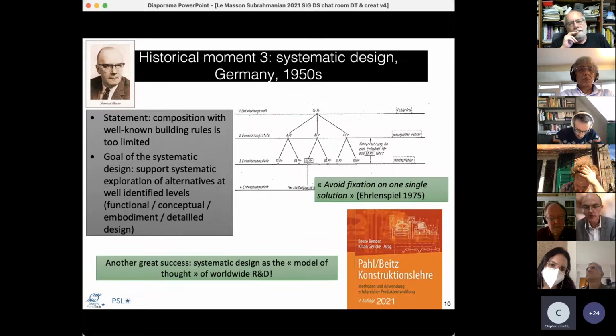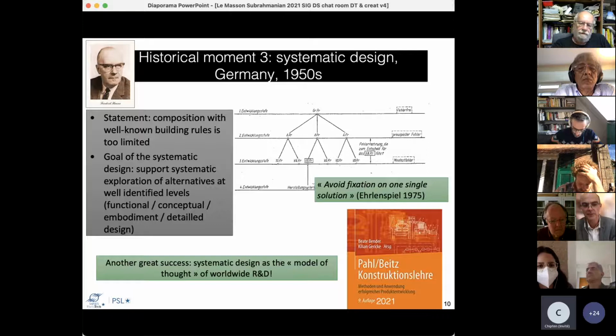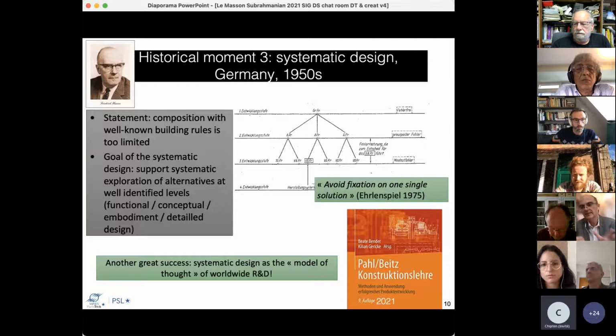Third moment, we jump 30 years later, and here is the birth of the so-called systematic design. And again, a very strange statement from Bosch and Hansen, the first proponents, first authors of this systematic design. And they say that the composition of complex devices of their time relies too much on well-known building blocks, building rules, and they are too limited. And again, their goal is to provide a systematic design that supports a systematic exploration of alternatives at well-identified levels, levels that we all know today: functional level, conceptual level, embodiment, or detailed design. So, interesting point here, we see how, again, there is a diagnosis of some limits, and there is the idea that design theory and design method could help overcome the limits.